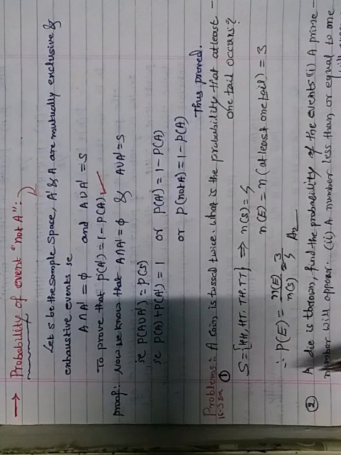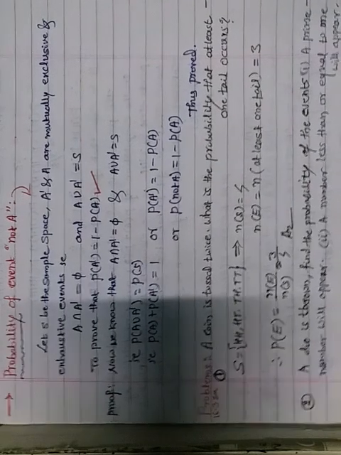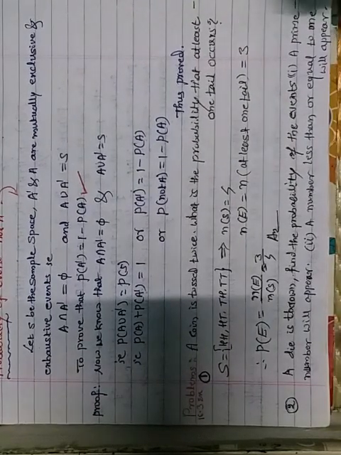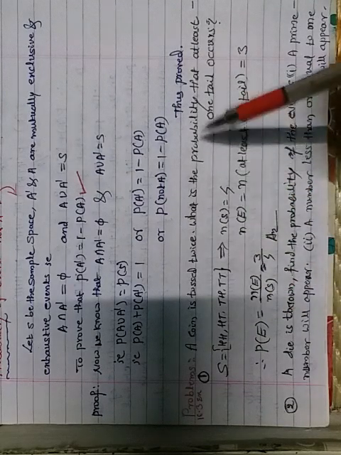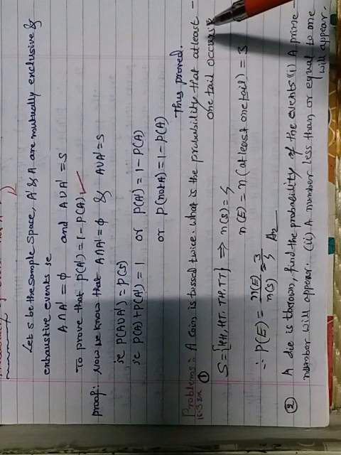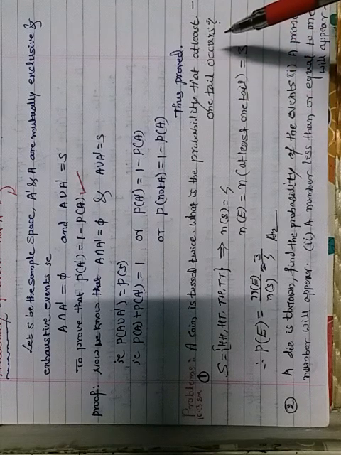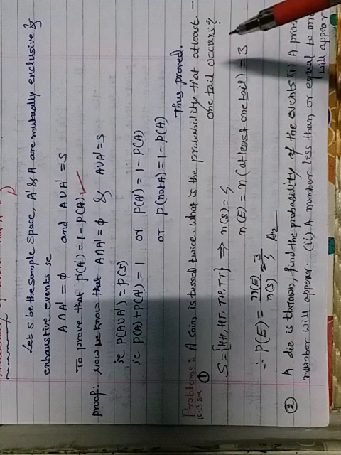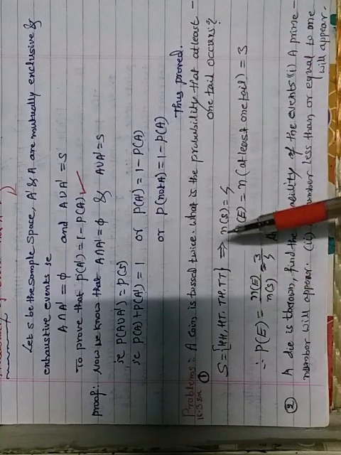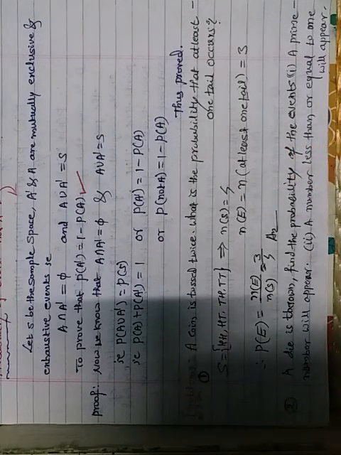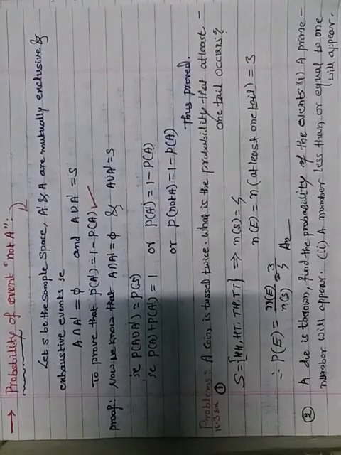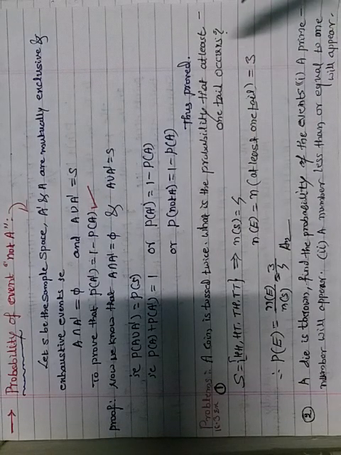on the exercise 16.3. The first problem states that a coin is tossed twice. What is the probability that at least one tail occurs? A coin is tossed twice. What is the probability that at least one tail occurs?